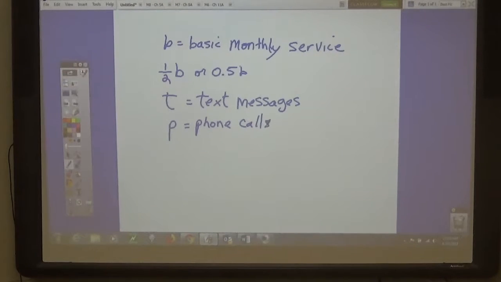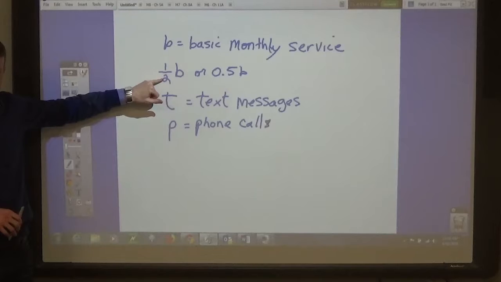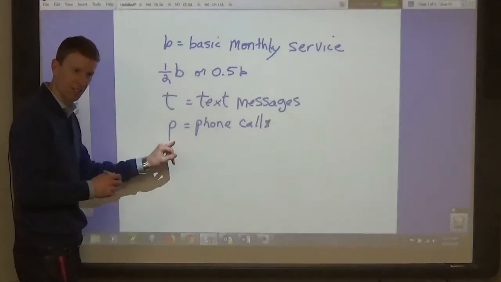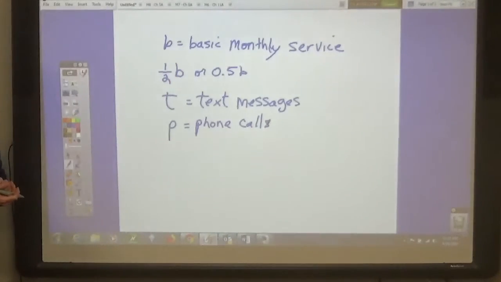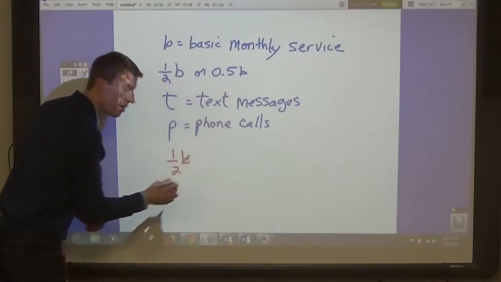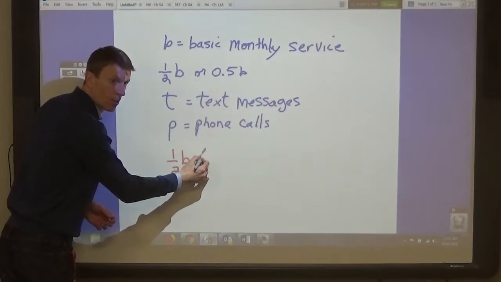So, how would we write then an expression for the charges? What would we be paying for? We are paying for half of the basic monthly charge plus the text messages plus the phone calls. So let's write it out as a math expression now. Peter? Would be 1/2 b, yep, and then t, and then p.